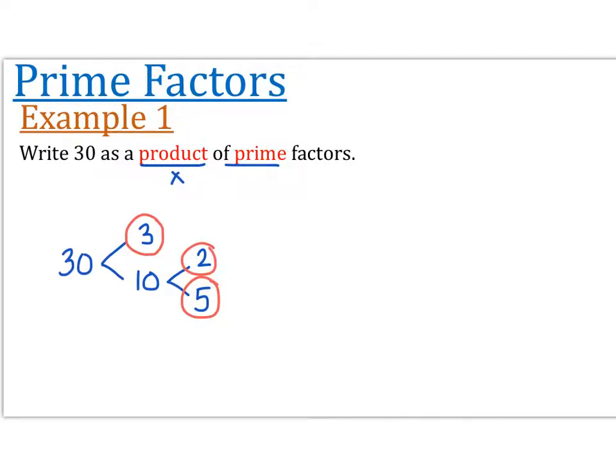So now that I've got all of my numbers circled, I can go ahead and multiply them together. 2 times 3 times 5. That's it, the whole question is done. I've written it as a product of prime factors. 30 is the same as 2 times 3 times 5. All right, let's try another one.